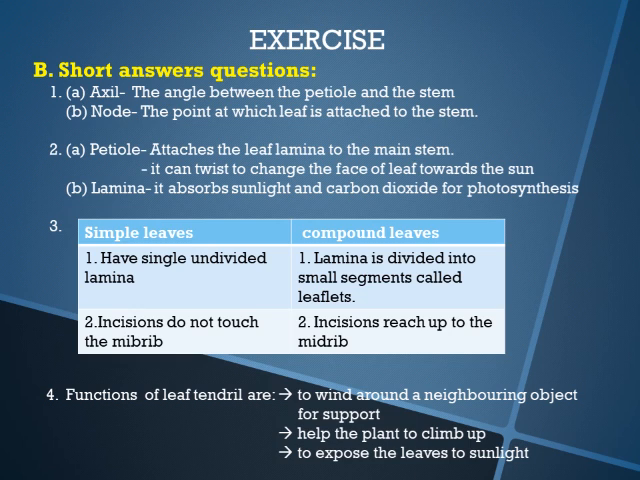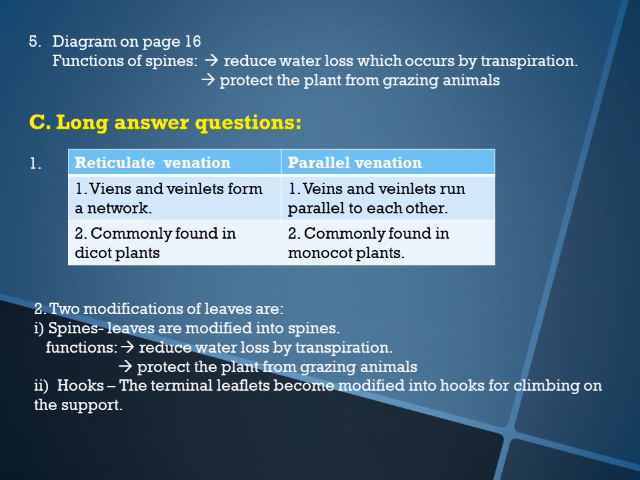Leaf tendrils are given, which we have discussed earlier also: to wind around the neighboring object for support, help the plant to climb up, to expose the leaves to the sunlight. Okay, up to this. One more question is there. Number 5, there is a diagram you have to draw of cactus, which is given on page number 16. That is in the activity part. I think it is activity 6. Just draw the diagram with proper labeling. And function is also given. Two functions I have already discussed: reduce water loss which occurs by transpiration, and protect the plant from grazing animals, so that grazing animals do not come and eat it because of those spines which are present.